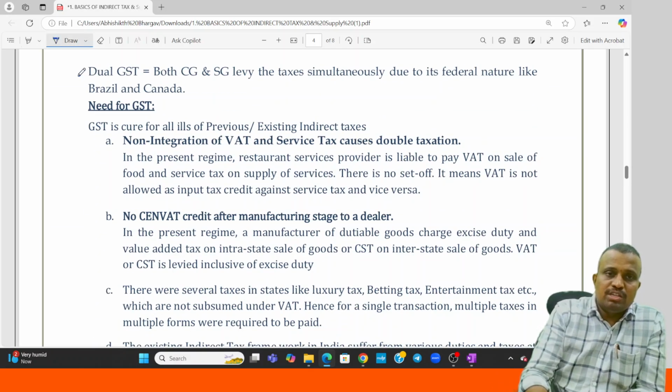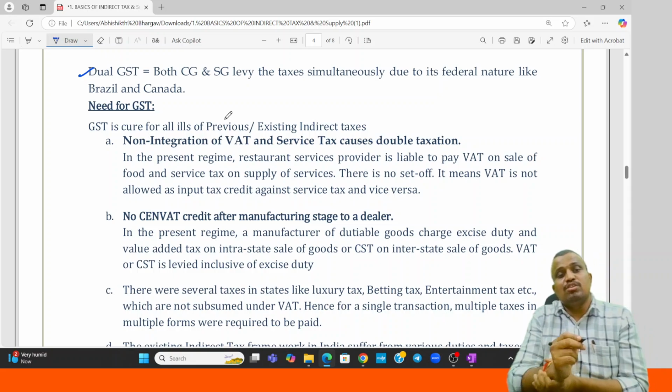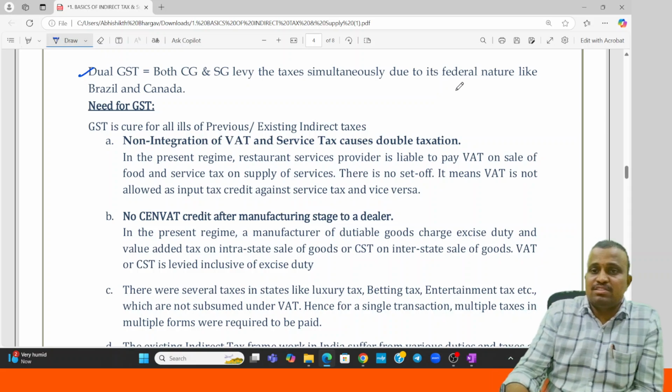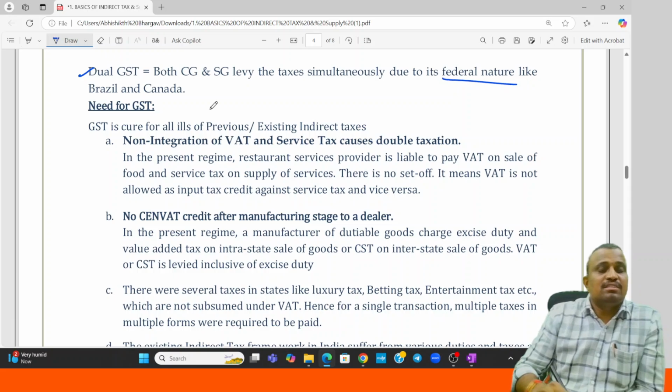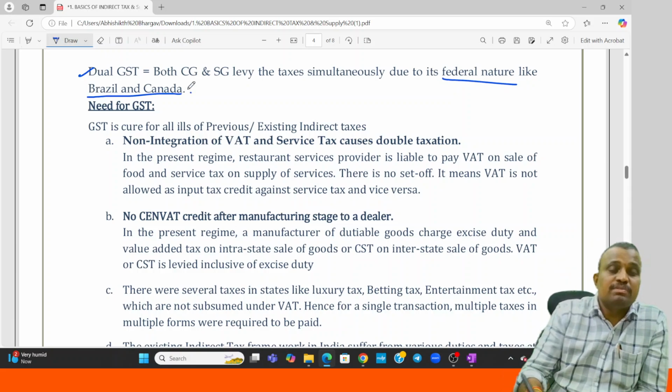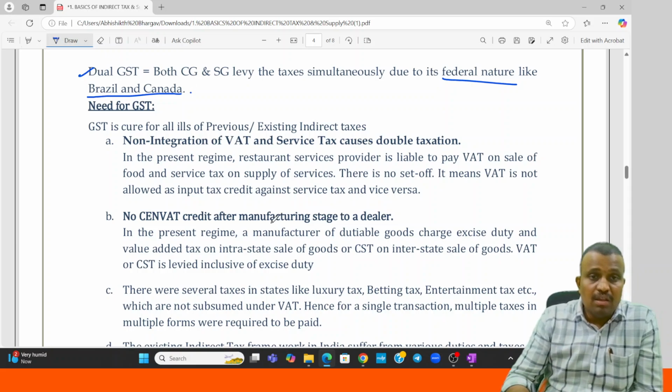As we said, it is a dual GST model, and both the central government and the state government levy taxes simultaneously due to the federal nature, like Brazil and Canada. We adopted the dual GST model from these countries.